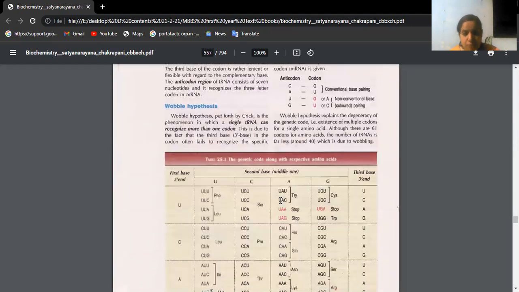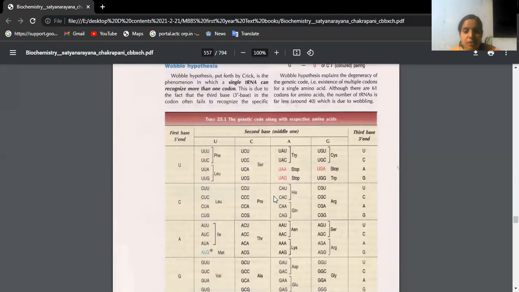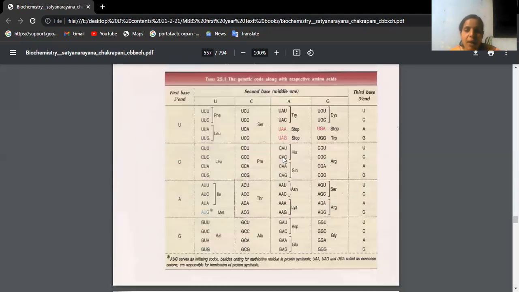And you see there are certain stop signals also, which are given in red color. In the whole chain of mRNA, if the tRNA comes across UAA or UAG or UGA, that means they are not coding for any amino acid, and the chain length of the polypeptide chain will stop. So these are called stop codons or stop signals.